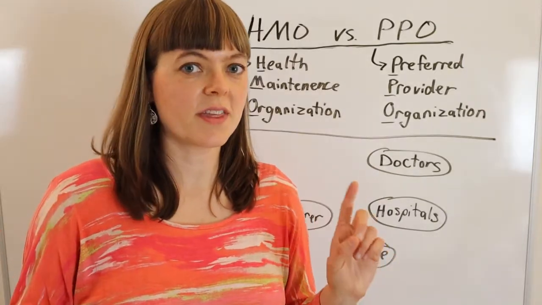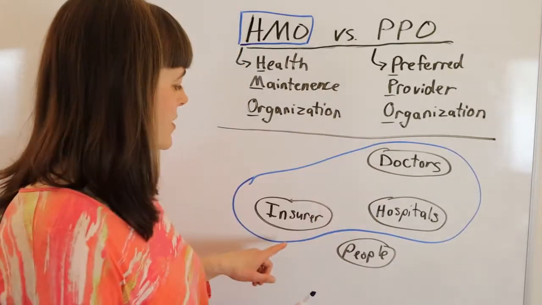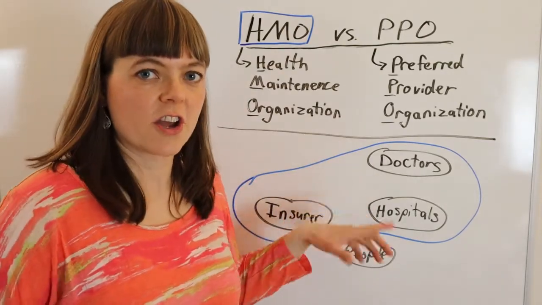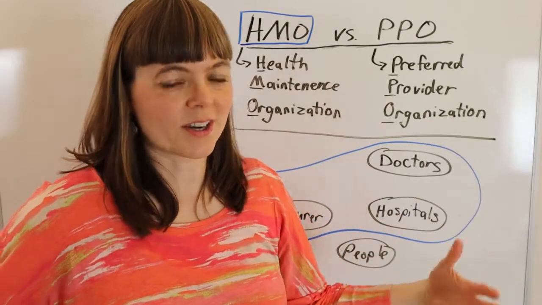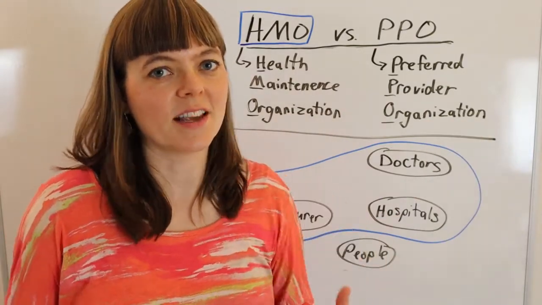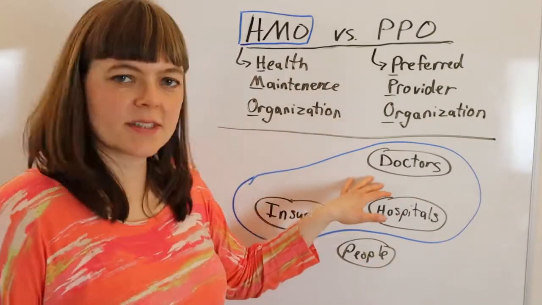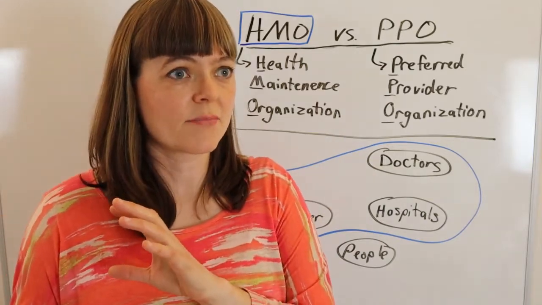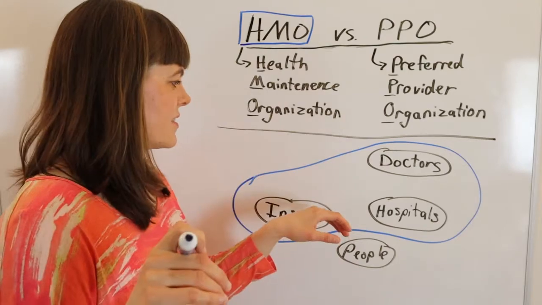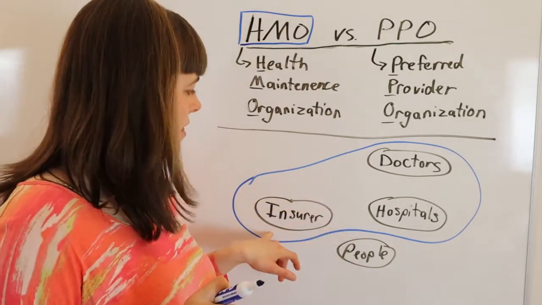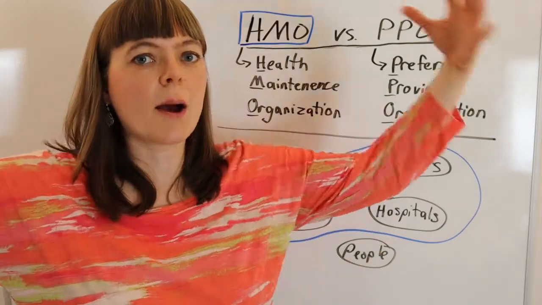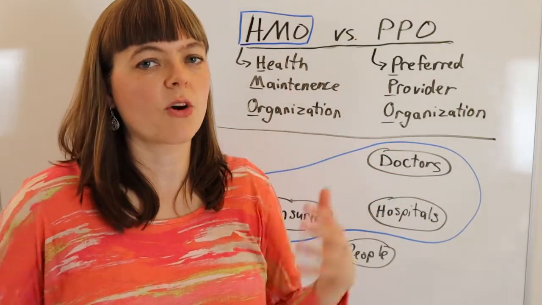So let's start with an HMO. An HMO is where the insurance company and the hospitals and the doctors are all under one organization. They're all under one CEO. And sometimes the doctors groups will have their own semi-independent organization that's linked heavily with the HMO, but generally it operates as one single big organization.